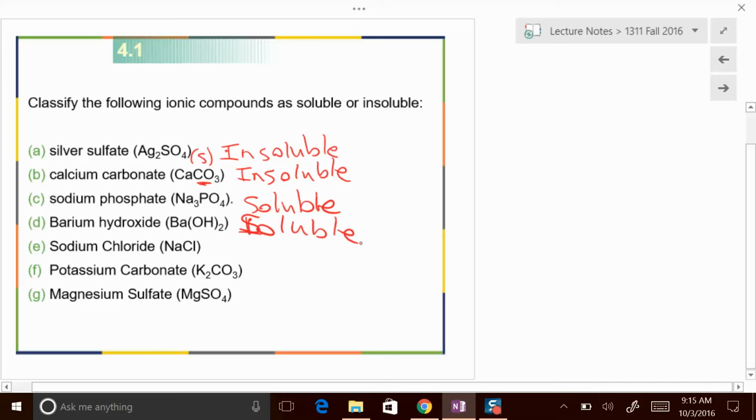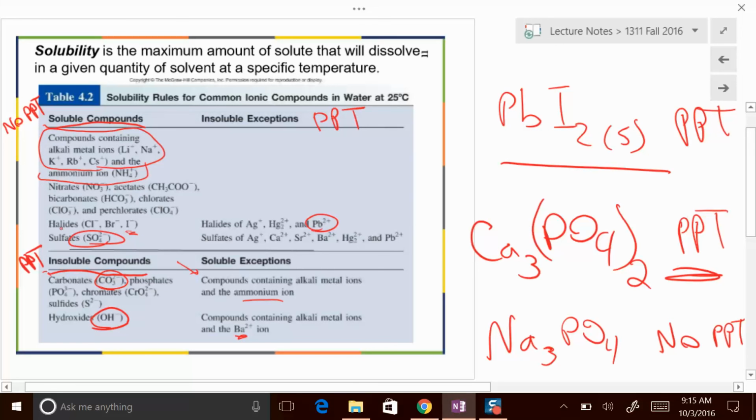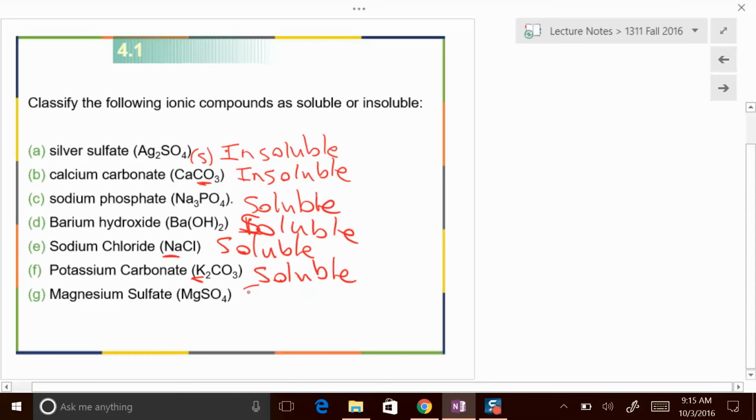Okay? Sodium chloride. Soluble. Potassium carbonate. Why? Potassium is an alkali metal. Magnesium sulfate. Sulfates are soluble. Is magnesium one of the exceptions? So it is still soluble. Okay? Magnesium hydroxide, insoluble.